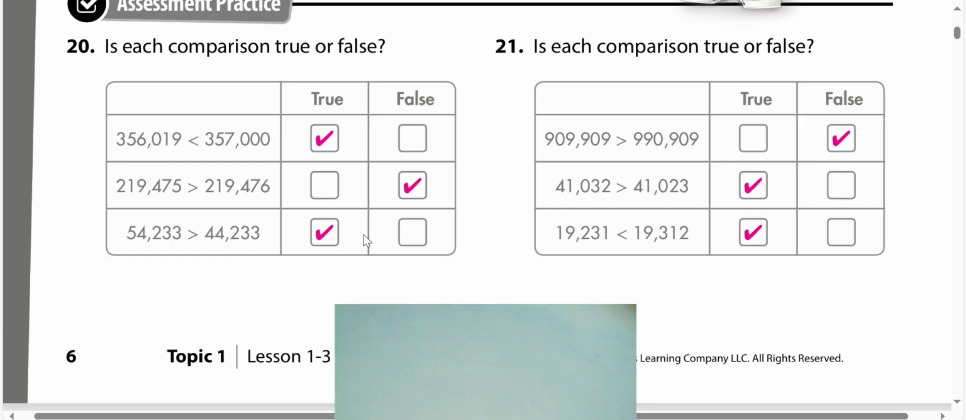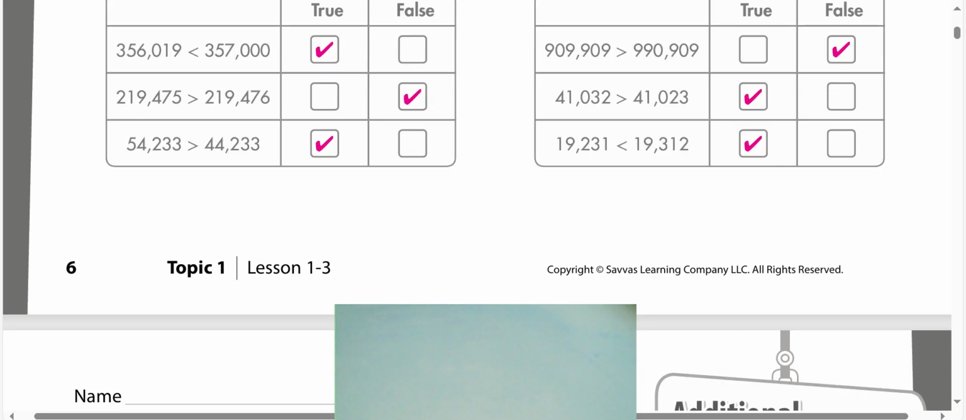It's true, because 3 equals 3, 5 equals 5, and 6 is less than 7. This number, 219,475 and 219,476, is false, because here 5 is less than 6. Okay, you can complete all the questions as true or false.